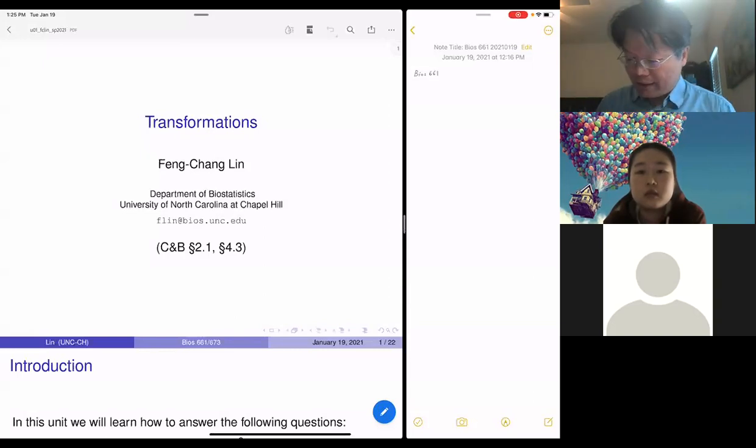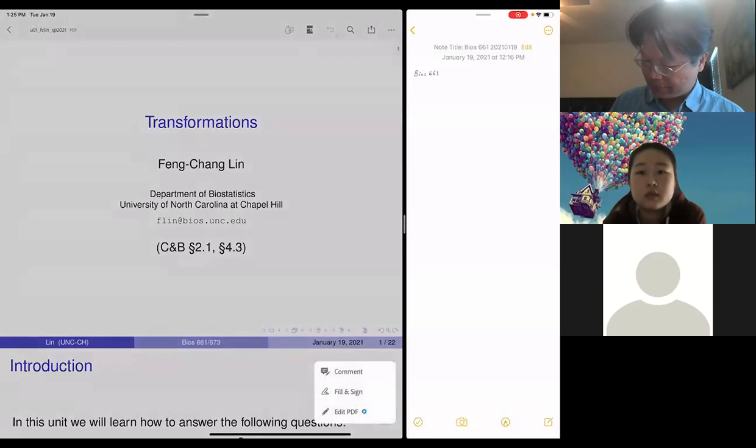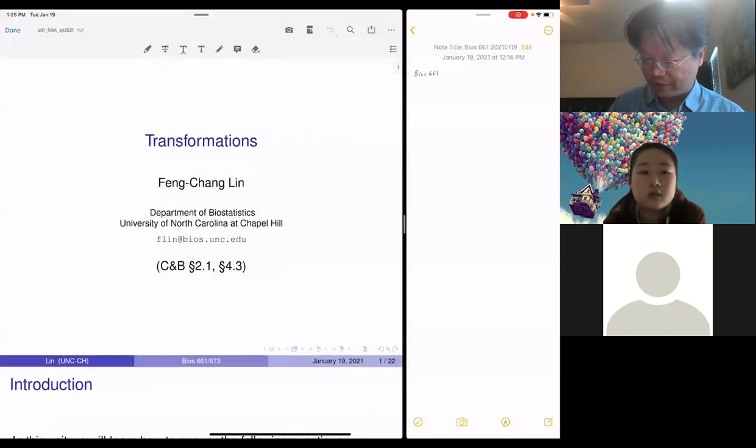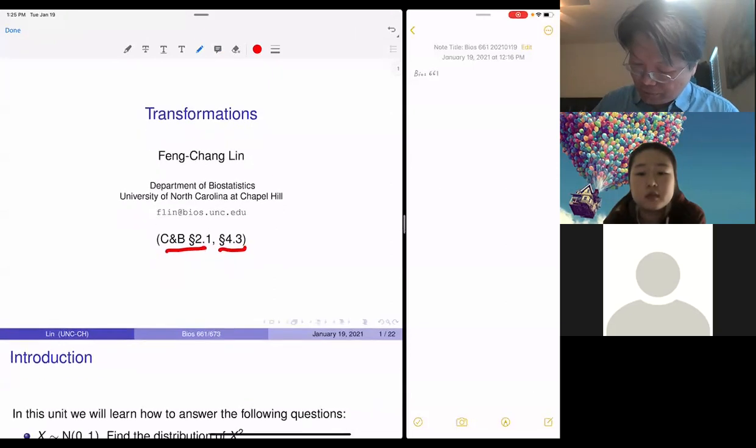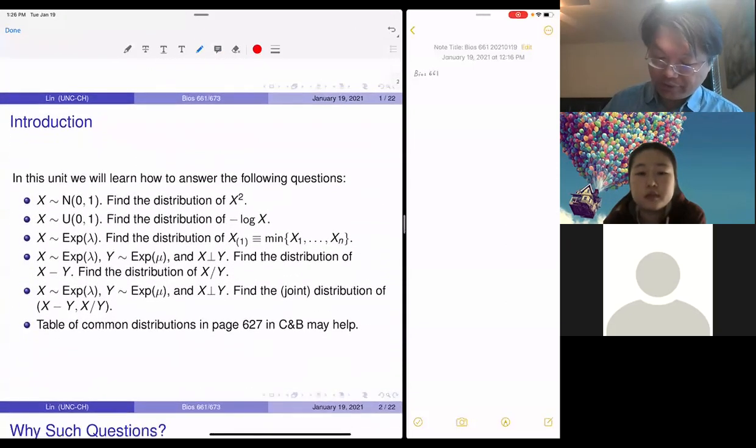Good. So it's from Casella-Berger, sections 2.1 and then 4.3. What is transformation then?